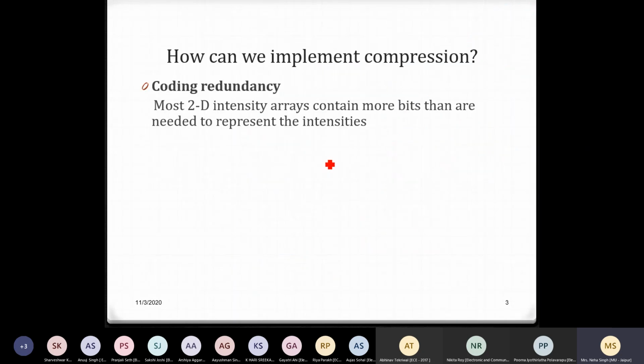Now to implement compression, when we say we have to reduce this redundancy, we need to take care of three different types of redundancy. Right? The first kind of redundancy is coding redundancy. Coding redundancy refers to the redundancy or the unwanted number of bits in the code.